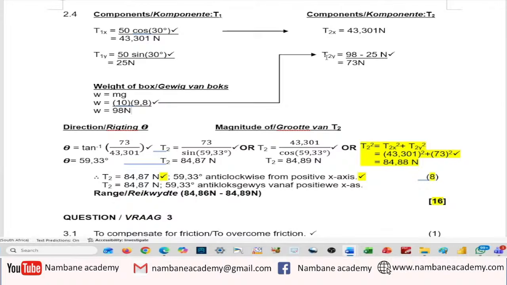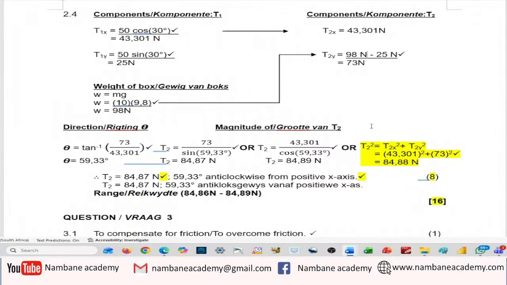And then to find T2y, the vertical component of T2, a learner will have to say 98 newtons, subtract the y component of T1 to get the 73 newtons. So this subtraction will give us 1 mark, because vertically it is stationary, and the forces acting vertically on that block are the y component of T1, the y component of T2, and the weight. The y components of T1 and T2 will be going up, and the weight will be going down. Therefore T2y will be given by 98 minus 25. For the subtraction there, the learner will get 1 mark. That is 1, 2, 3, 4 marks up to this point.